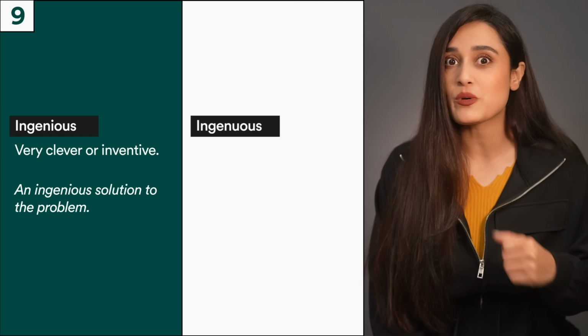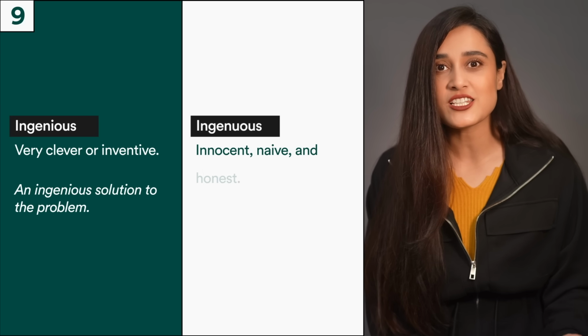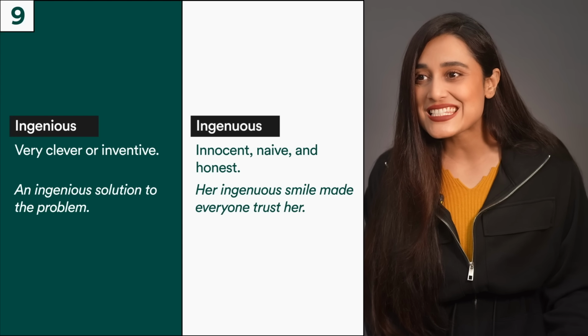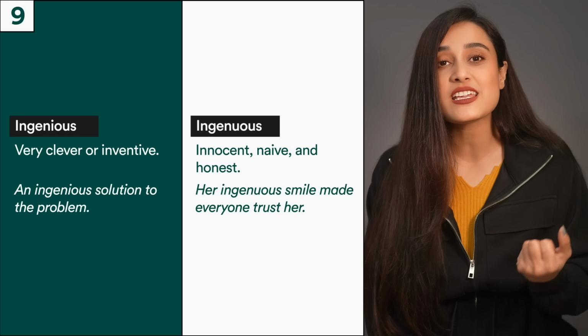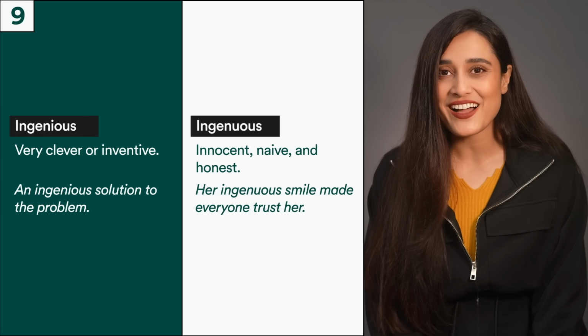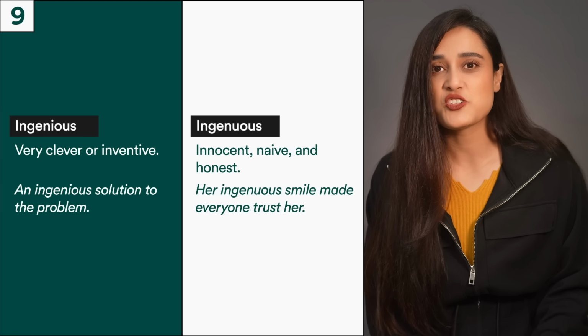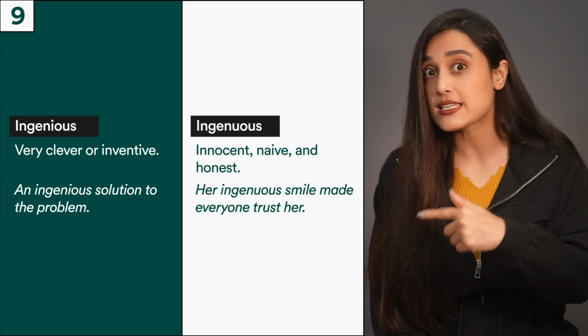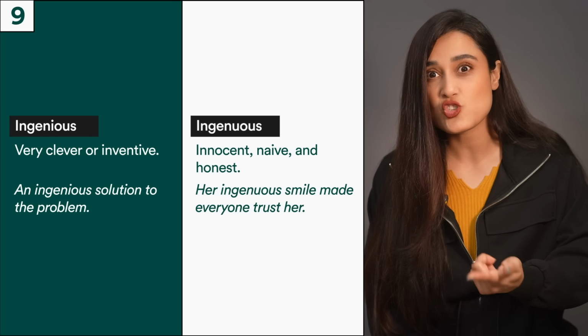Next is ingenuous, which is innocent or naive or honest. An honest apology. Something that is sincere, is childlike. That is ingenuous. Innocent. Okay. Her ingenuous smile made everyone trust her. Ingenious, clever, inventive. Ingenuous is innocent, naive, childlike.